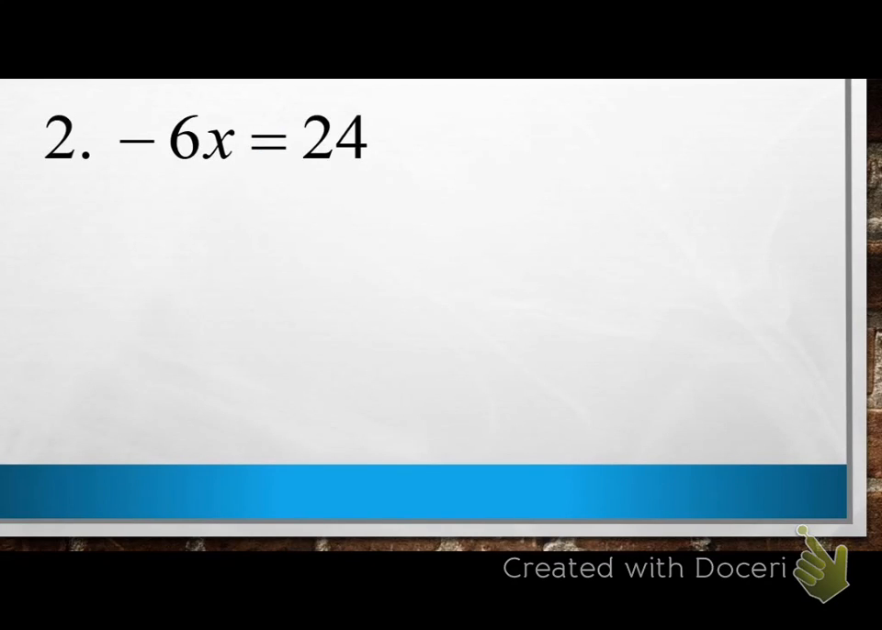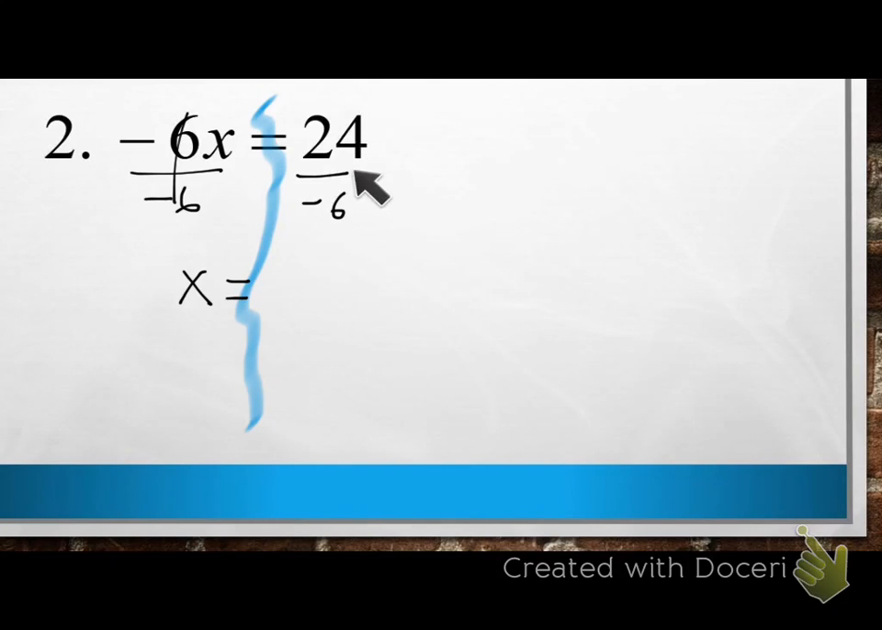Negative 6 times x equals 24. So now, I'm going to emphasize this again. That stands for the equal sign. Okay? What am I going to do, Austin, to get x by itself this time? Divide both sides by negative 6. And again, I'm letting you have a calculator. X equals 24 divided by negative 6 gives me negative 4. See what I'm saying, guys? Don't get it wrong because you don't have that calculator to help you out. Let it help you out.